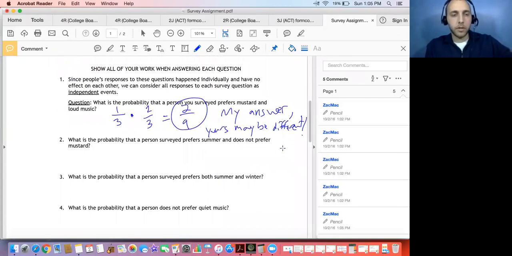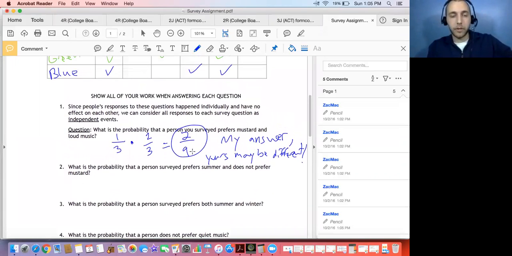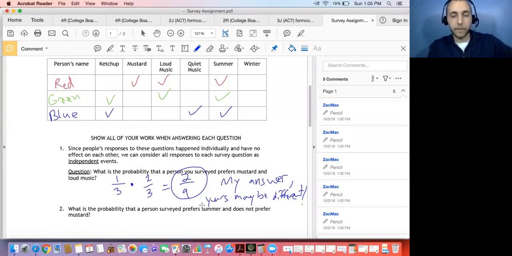Okay, so keep going. What is the probability that a person surveyed prefers summer and does not prefer mustard? So just a little bit of a trickier wording to make sure you know your stuff here. So prefers summer. Oh, well, all 3 people preferred summer. I asked 3 people if they preferred summer or winter, and they all said they do prefer summer. So 3 out of 3 people times people who do not prefer mustard.